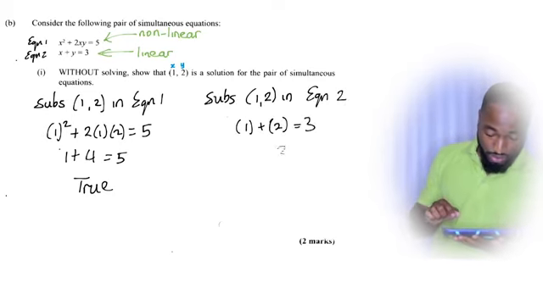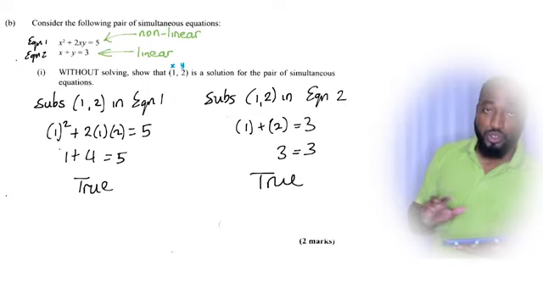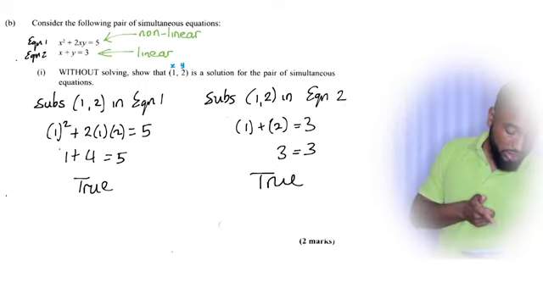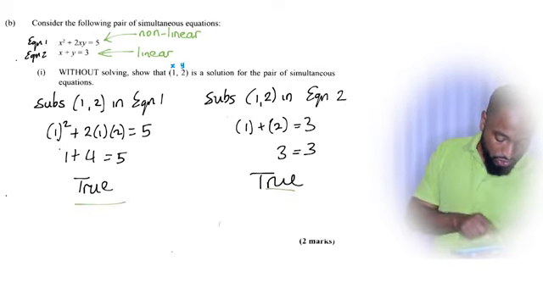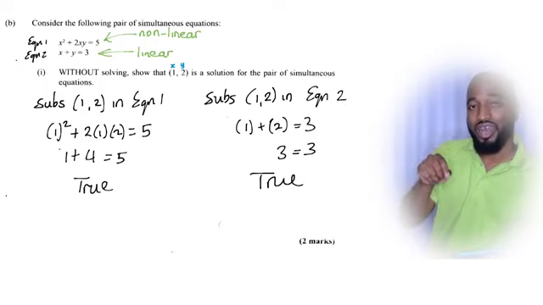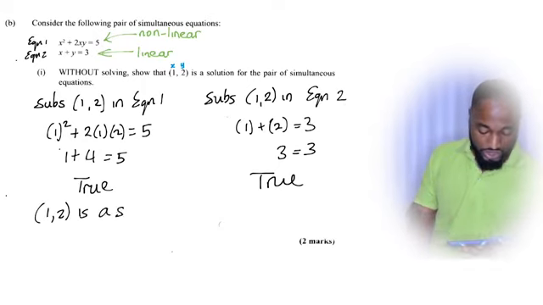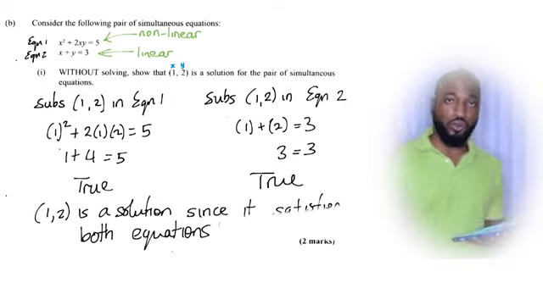Substitute the same point here, (1, 2). True. It works for both equations. I substituted the point into both equations and got that the left-hand side is equal to the right-hand side. So it means it's true. Or you could do it this way, where you substitute just the x value and find y, and the y value turns out to be 2 in each case. Once it's the same, (1, 2) is a solution since it satisfies both of the equations.